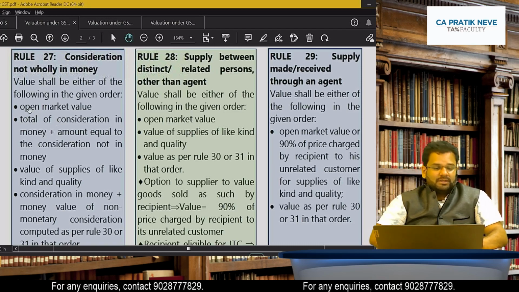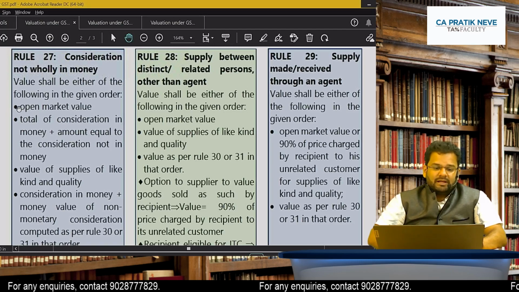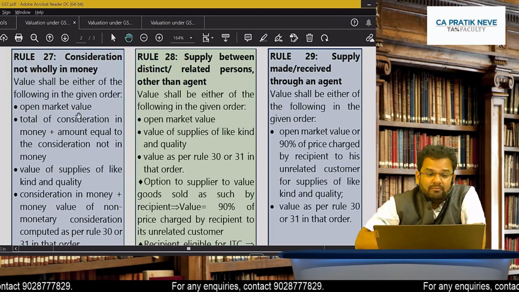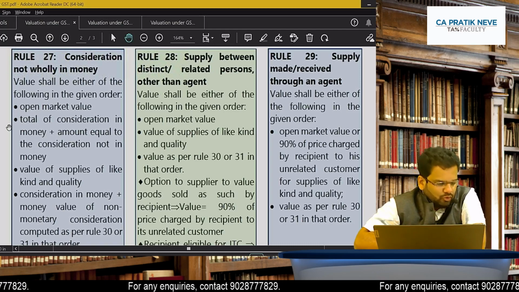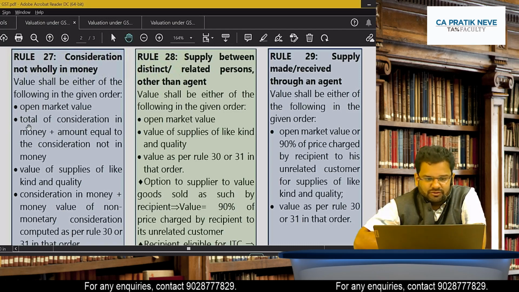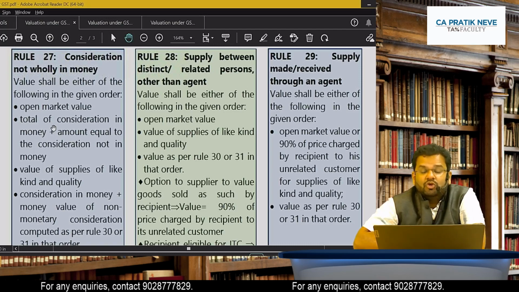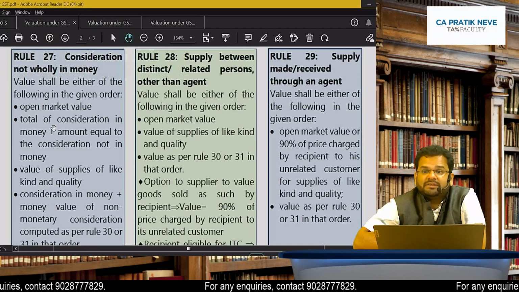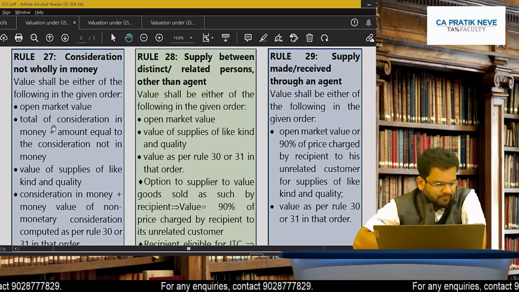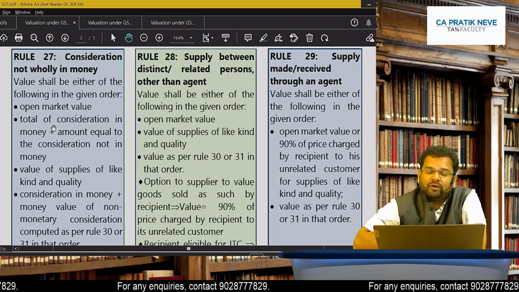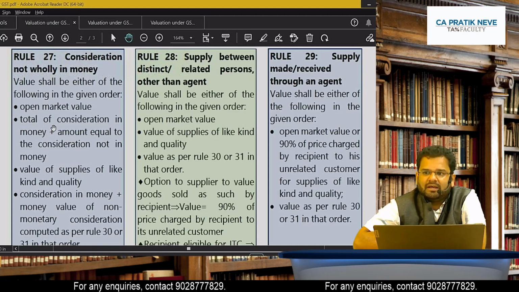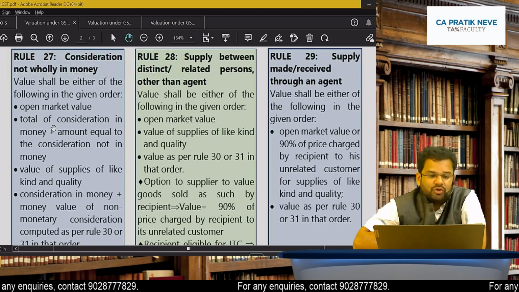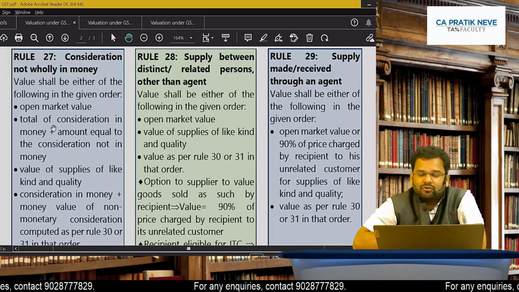Till now we have exploited just clause A of rule 27. There are 4 clauses in it, A, B, C, D. If open market value is not available, it means A clause is not satisfied. So then you go to B clause. What is B clause? B clause is that you have to take the total of consideration in money. So suppose, Swati, 25,000 rupees is accepted as money, and the old sofa's valuation is, say, 5,000. Then the assessable value shall be 25,000 plus 5,000, 30,000. Now did you understand?